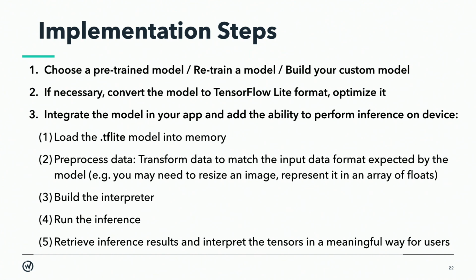Say, for example, you have an app that you can take pictures with and then maybe do some object detection on that. So your input is an image from the camera, right? But this is not the input that the machine learning model expects. So you may need to resize that image or represent it as an array of floats. Then you have to initialize and build the TensorFlow Lite interpreter, and then run the prediction on that interpreter, and then you need to present the results in a meaningful way for users.